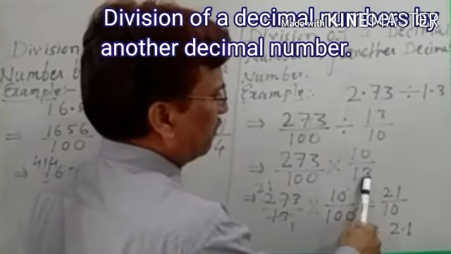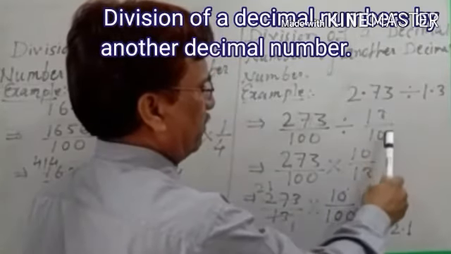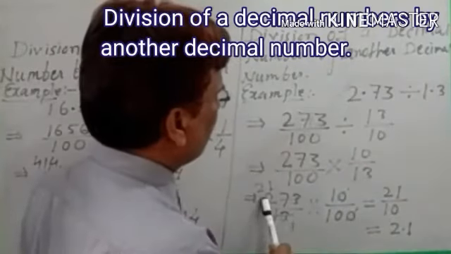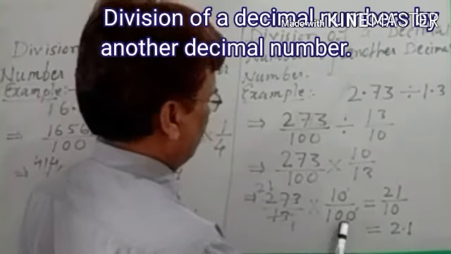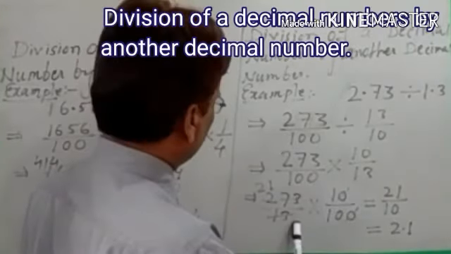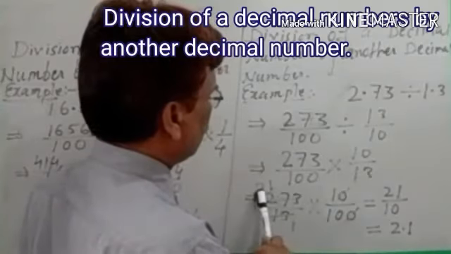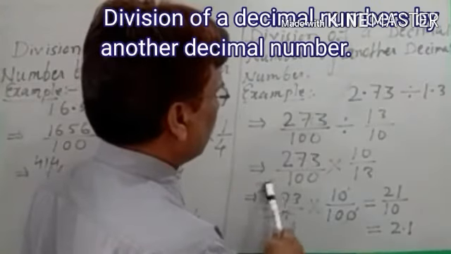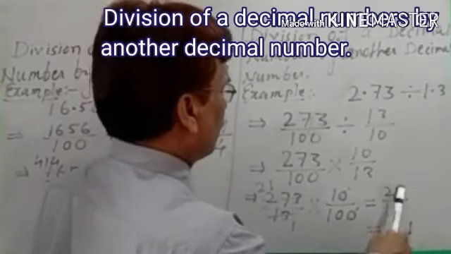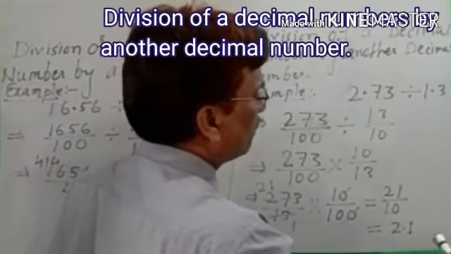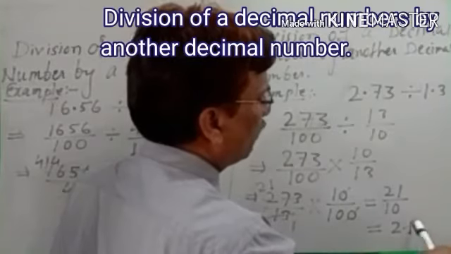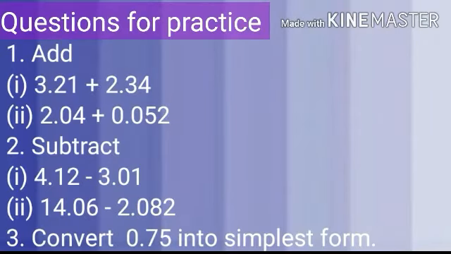Now 273 upon 100 into 10 upon 13. 10 upon 13 is the reciprocal of 13 upon 10. Okay, 273 upon 13 into 10 upon 100. We can cancel it. 13 1 is 13, 13 2 is 26, and 13 1 is 13. 21 upon 10. Okay, and now we will again convert into decimal form. We get 2.1.